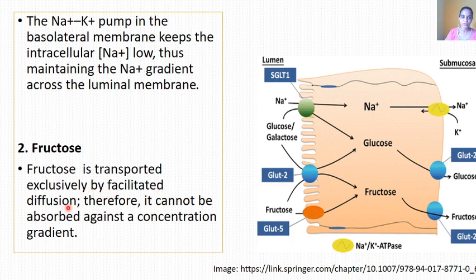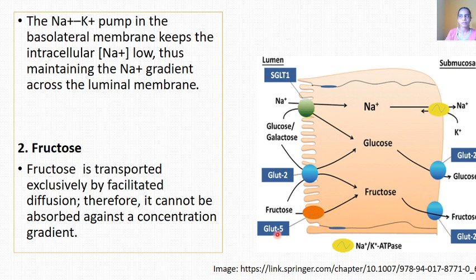Facilitated diffusion is a process which is different from simple diffusion. In simple diffusion, what happens? The molecules will be transported from a region of their higher concentration to a region of their lower concentration without any special help. Whereas facilitated diffusion can happen with the help of special protein molecules. They will help in moving across the membrane. So fructose movement is with the help of such a transport protein. Here it is glucose transporter 5.